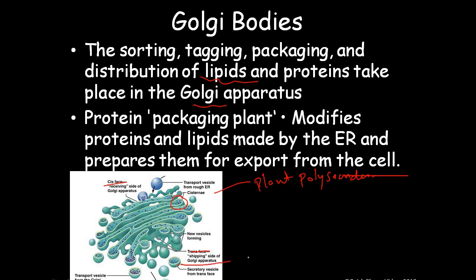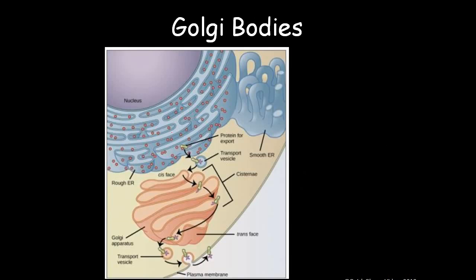So this goes and fuses with the plasma membrane and releases the material outside. This is how the transportation takes place. You can clearly see here, this is much clearer. So you have a protein to be exported, transport vesicles, the cis face, the receiving face, and this comes from the endoplasmic reticulum. The transport or secretory vesicle gets connected to the plasma membrane and the material is moved out. So this is the trans face, the releasing face, and this is the receiving face. So two faces are there.